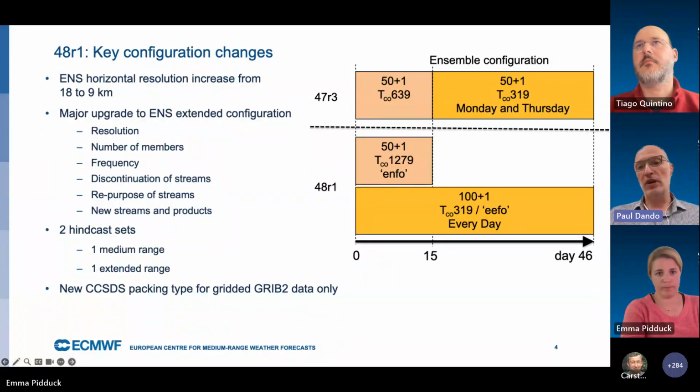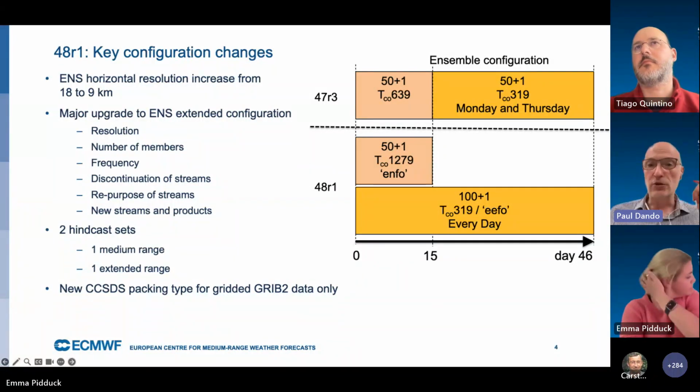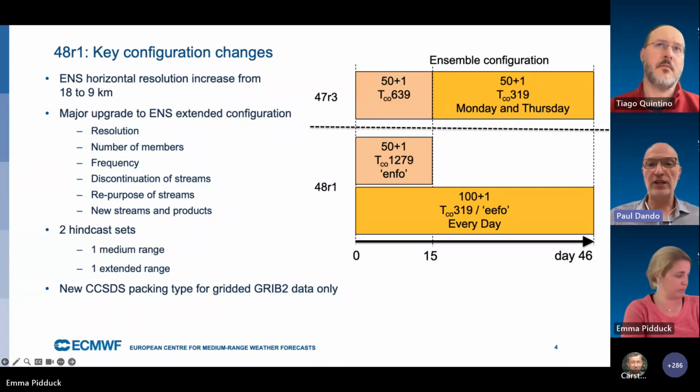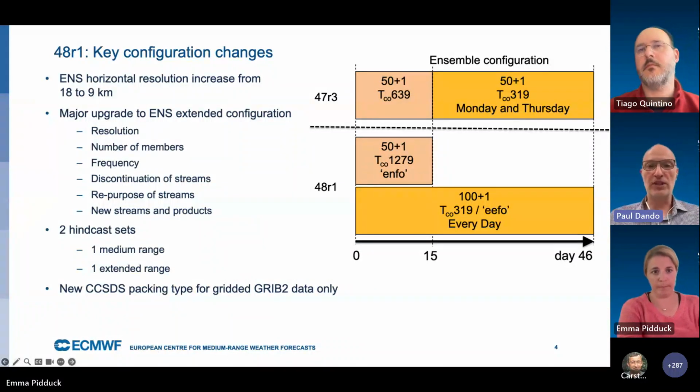And because of this, we're going to be able to discontinue some streams. For example, because of this resolution change, we currently have the so-called overlap streams, which allow people to handle accumulated parameters across the resolution change. Because we will no longer have a resolution change in the extended forecast, we will not need these two overlap streams anymore, so we will discontinue them. Other streams will be repurposed, but there will also be some new streams.